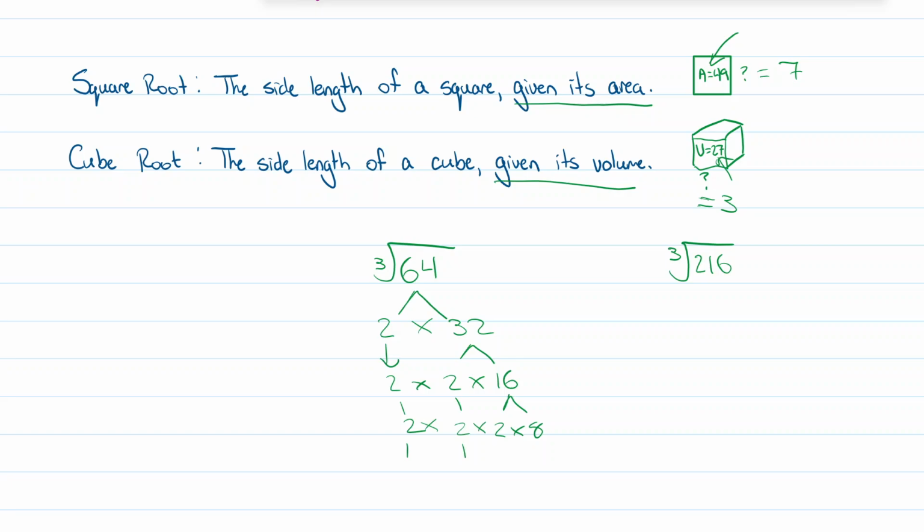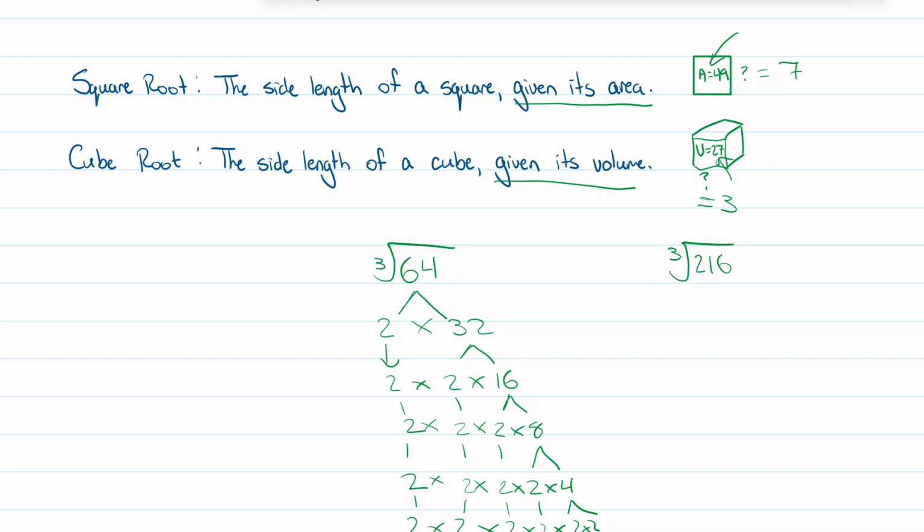We're going to bring our 2's down with us again, and we're going to split this up into 4 times 2 times 2 times 2 times 2. And last but not least, we're going to get 2 times 2 times 2 times 2 times 2 times 2 when we break it all down.